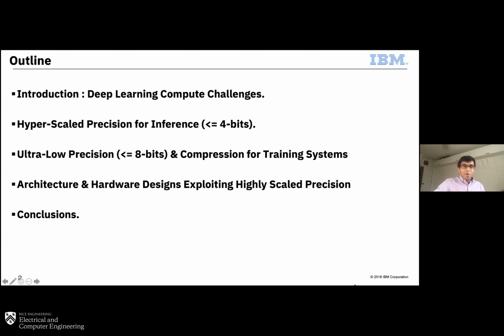I just wanted to warn you that I have lots of slides and I want to keep the talk to under 40, 45 minutes. So I might go a little faster than I would like, but please do stop me at any point if things are becoming completely murky. So with that in mind, let me jump right into it.